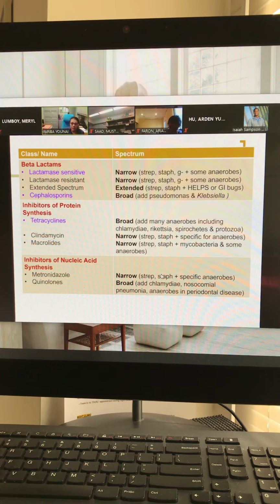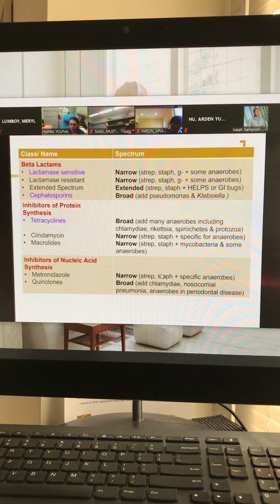And the cephalosporins, being broad, are usually used when you suspect Pseudomonas. I mean, Pseudomonas are a lot of times gastrointestinal bugs. You can get oral infections that get contaminated with Pseudomonas, but you're not going to see them as just a normal part of an odontogenic infection.